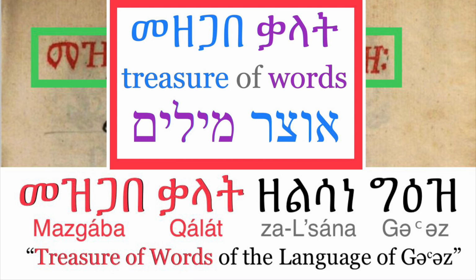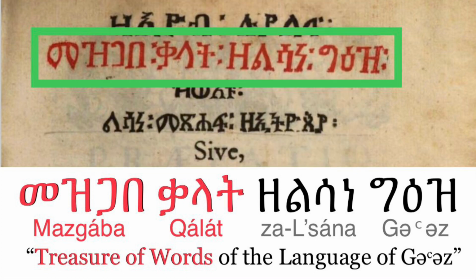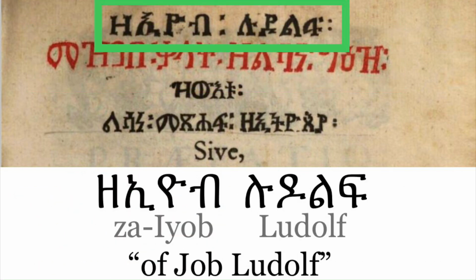But now that raises a question. What's going on here? Now, admittedly, I made this video abruptly, so I myself am not sure. I'm new to this. But I suspect that the explanation may be found in the top line, which is above the title, Za-Eyob Ludolf. That's in reference to the editor of this lexicon. The za at the start is just the relative pronoun used in the sense of pertaining to. So this is the lexicon of Job Ludolf, and Job Ludolf was a German scholar.